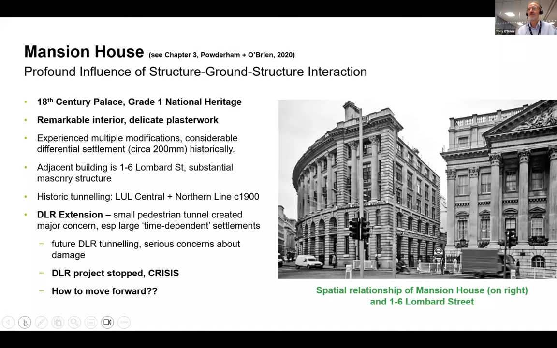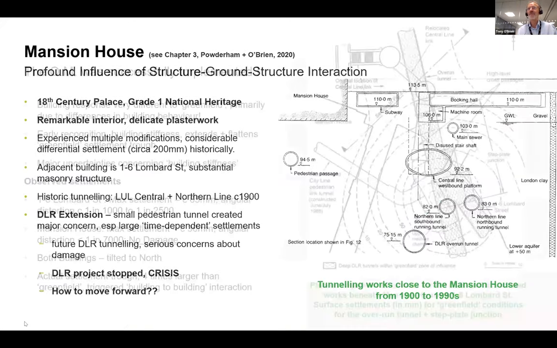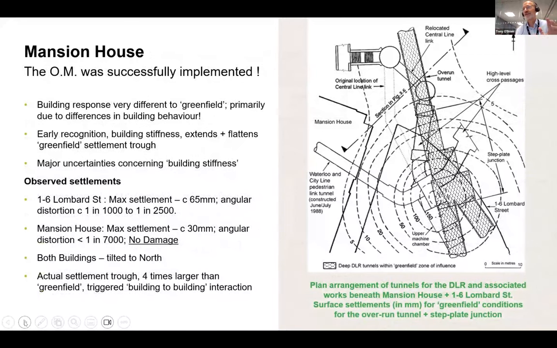So how to move forward? I won't go into a lot of detail because we don't have time, but the OM was successfully implemented after some really challenging discussions to get everybody on board. One of the really key aspects of this project, and it's a common issue for many OM applications because we're often doing them in urban areas, is how existing infrastructure and existing buildings are going to behave.